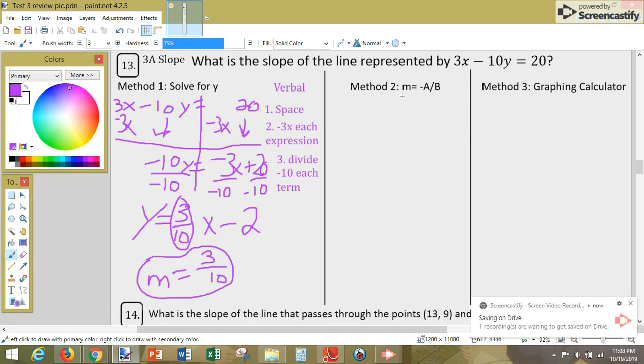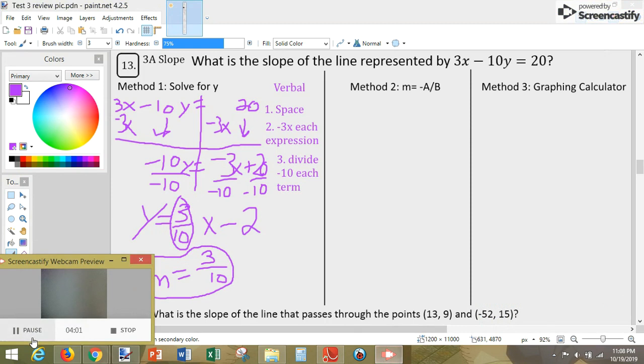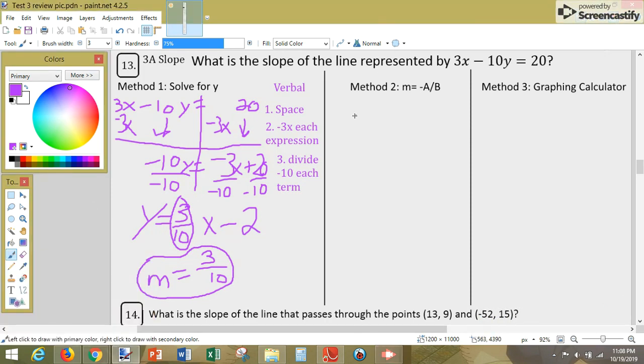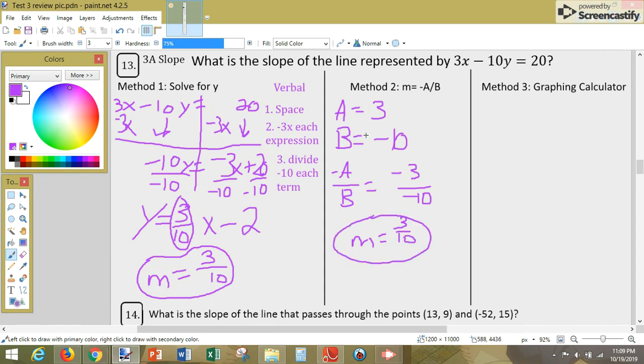Let's see method 2. M equals -A over B. So for this one, we identify A and B and plug it into the formula. A equals 3 and B equals -10. By the way, this B is not the same as the one that's in mx plus b. That's why I put a capital B instead. So let's plug it into the formula. You have -A over B is equal to -3 over -10. The two negatives cancel, so your m, your slope, is 3/10. So that's the second method. That method is not on a formula chart, so you will need to memorize this if you're going to use this method.